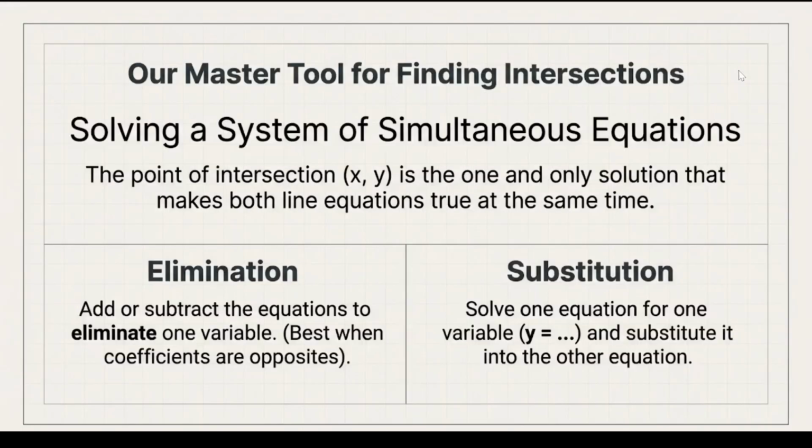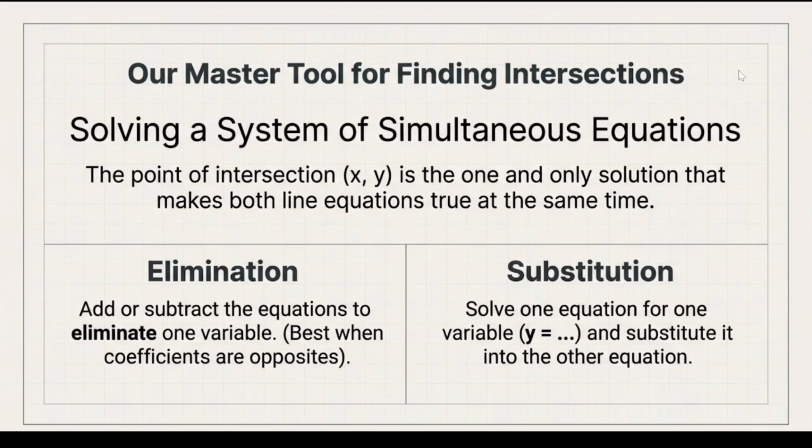Our master tool for finding intersections. The point of intersection, which is (x, y), is the one and only solution that makes both lines' equations true at the same time. We can use two methods. The first is the elimination method and the second is the substitution method.